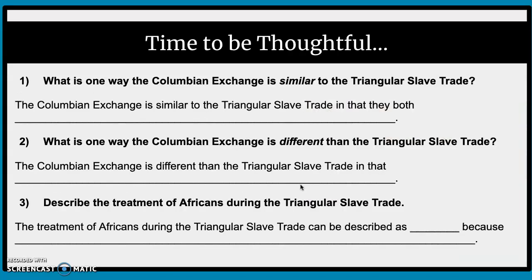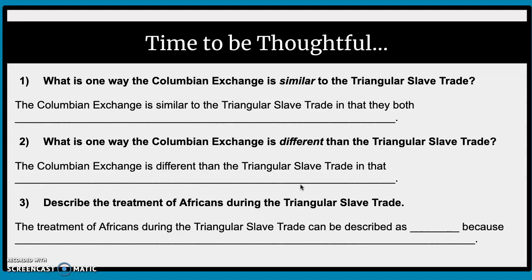Time to be thoughtful. 1. What is one way the Columbian Exchange is similar to the triangular slave trade? The Columbian Exchange is similar to the triangular slave trade in that they both, complete your answer. 2. What is one way the Columbian Exchange is different than the triangular slave trade? The Columbian Exchange is different than the triangular slave trade in that, complete your answer.